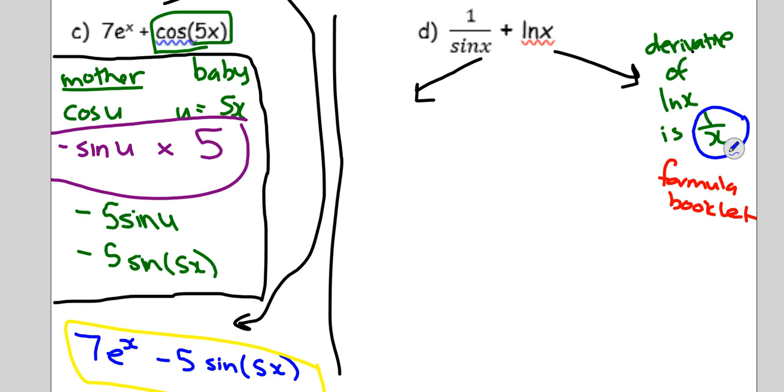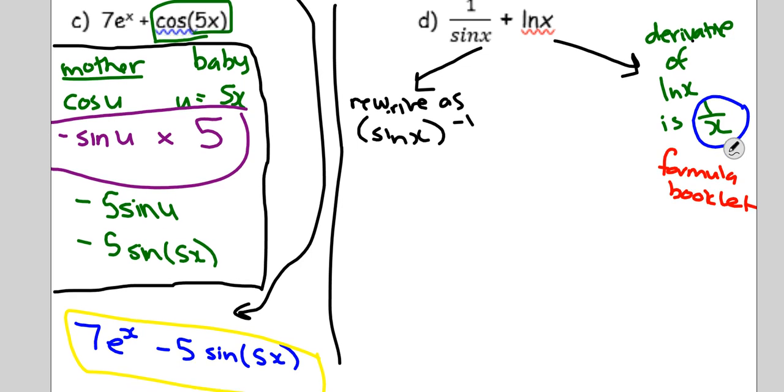So how can you rewrite 1 over sine x? Sine x to the minus 1. So I'm just going to say rewrite the function. Rewrite it as sine x to the minus 1. It's the same, so really I've just rewritten the function. Yeah, good. And then you would use the chain rule on that.